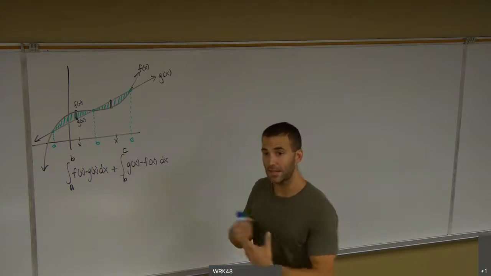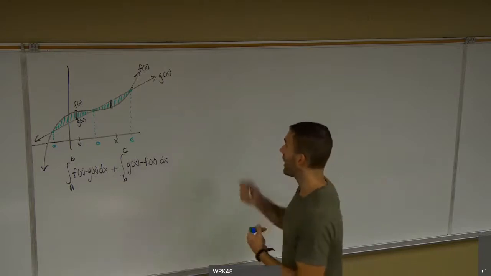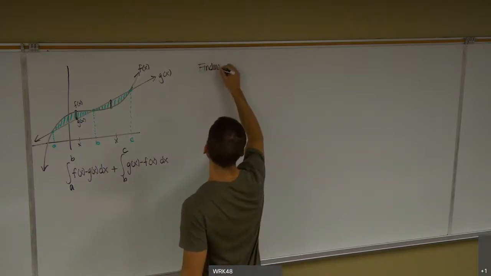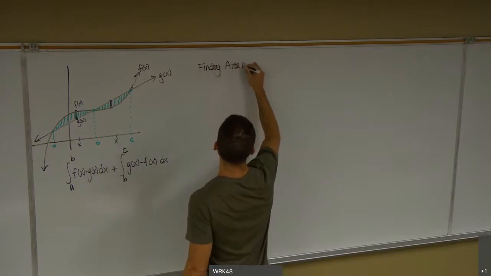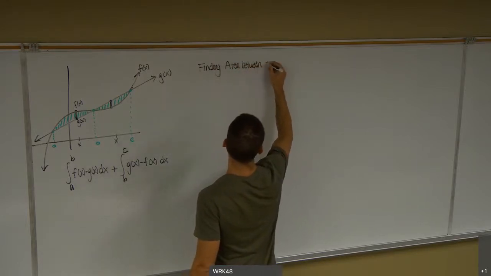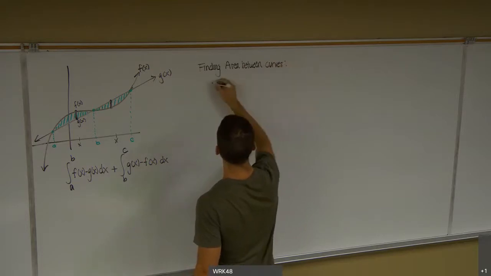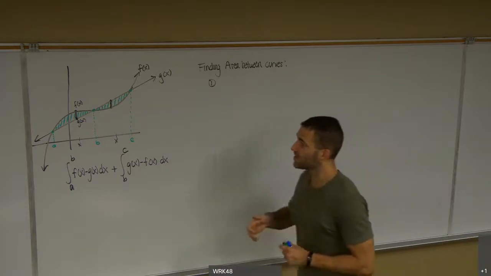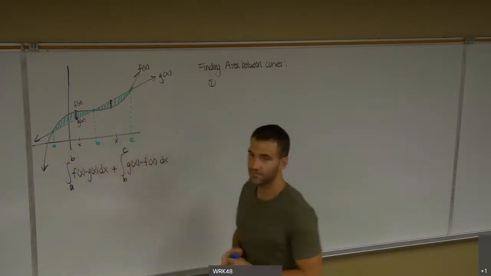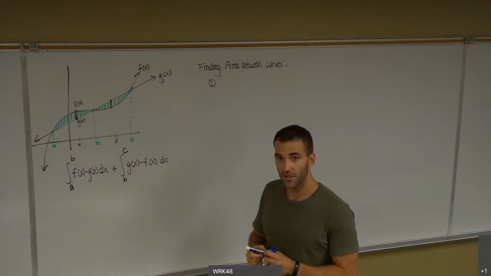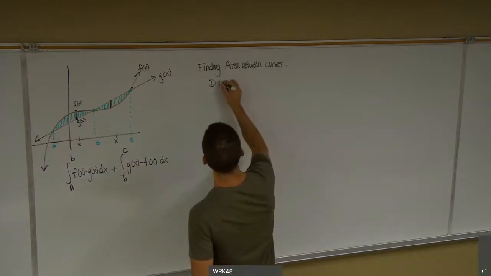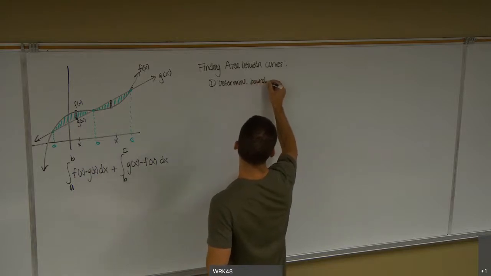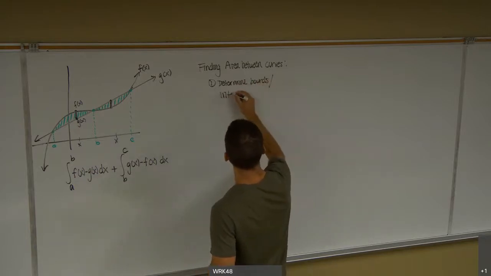A couple things to keep in mind in terms of the setup. So how do we do this? Finding area between curves, a couple things to remember. One, the first thing I need to know is the bounds of my region. What am I integrating over? So determine your bounds and intersection points.